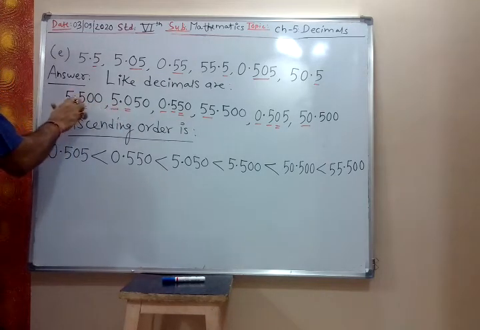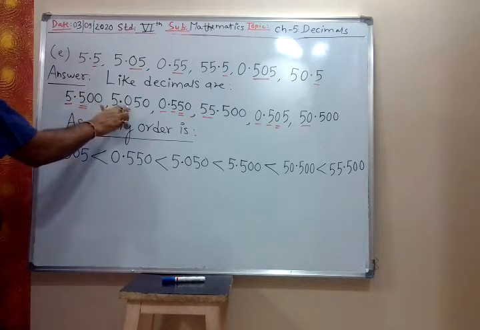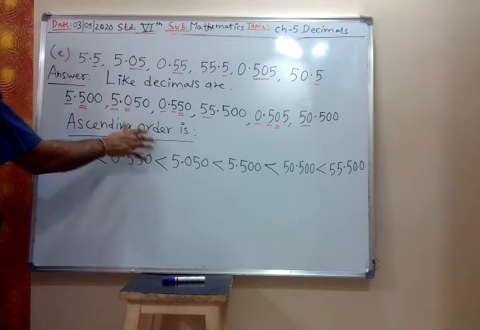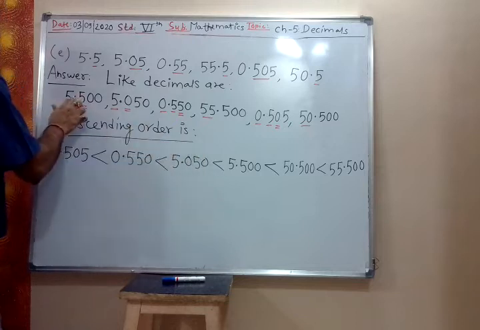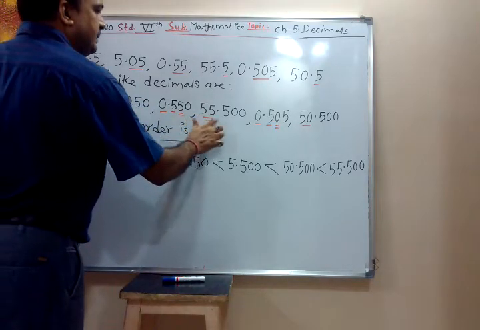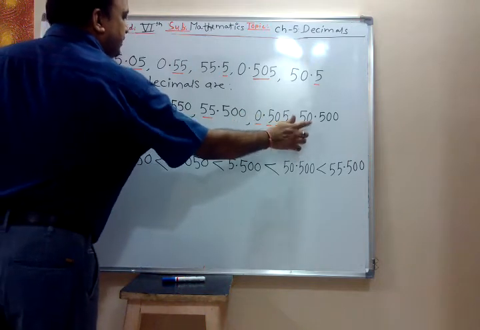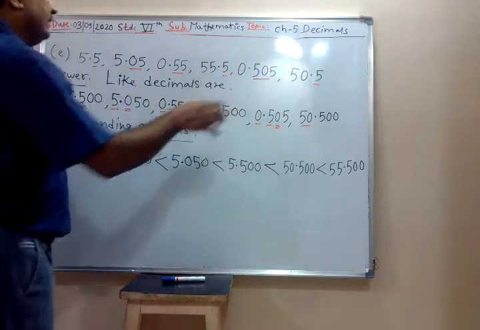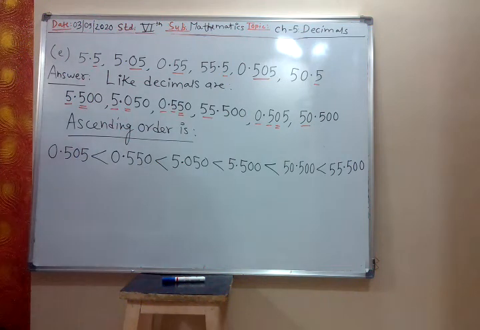They are same, 5, 5. After the point it is 5, after the point it is 0. So this is my smallest: 5.050 is less than 5.500. Now which number is left? 55 and 50. So 50 is smallest and then 55. Yes, so in this way we have arranged the numbers in ascending order.